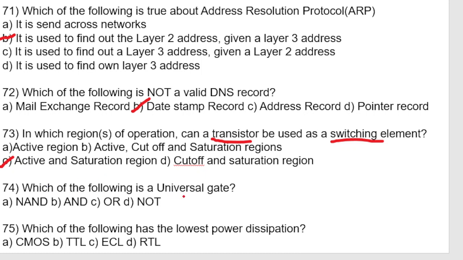Which of the following is universal gate? Basically it is asking about universal gate, so NAND gate is universal gate. Which of the following has the lowest power dissipation? CMOS, TTL, ECL, RTL. Basically CMOS has the lowest power dissipation, friends.